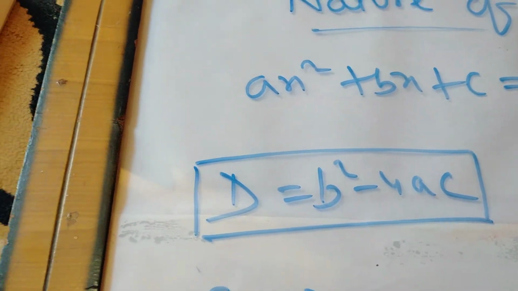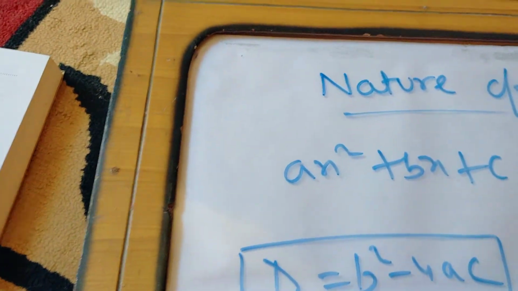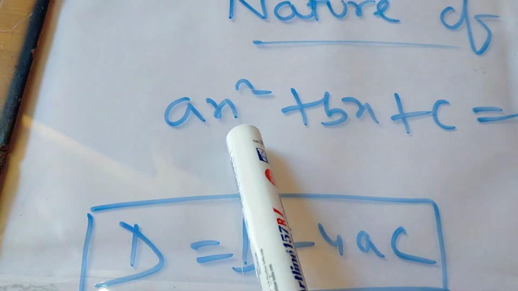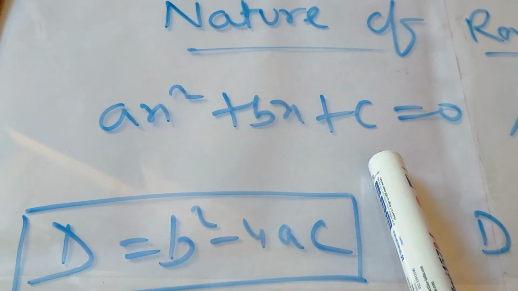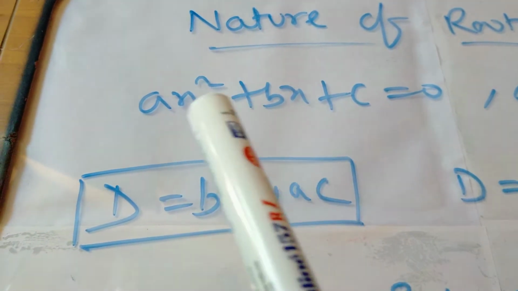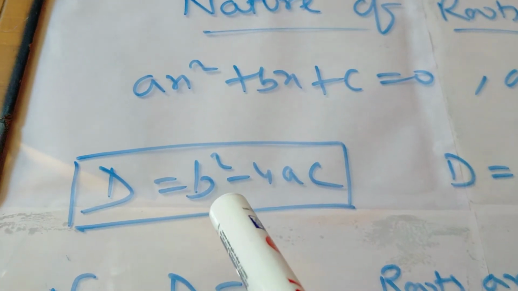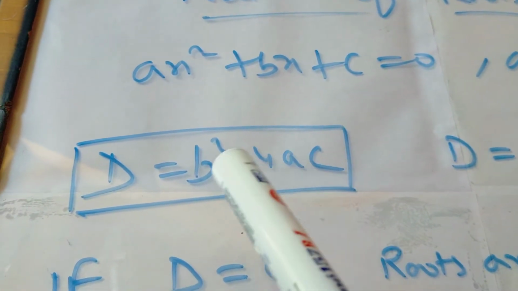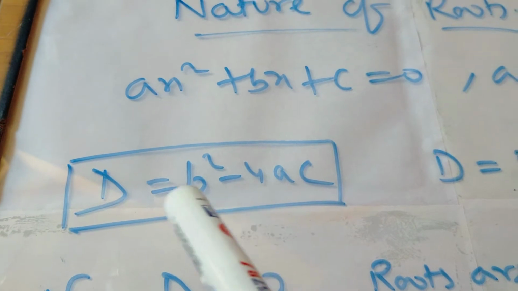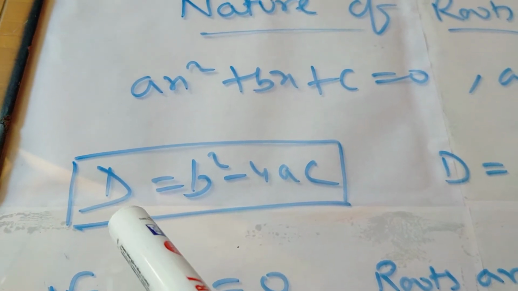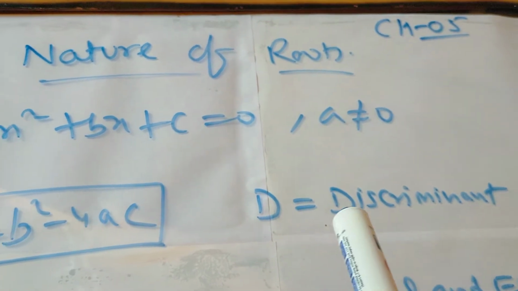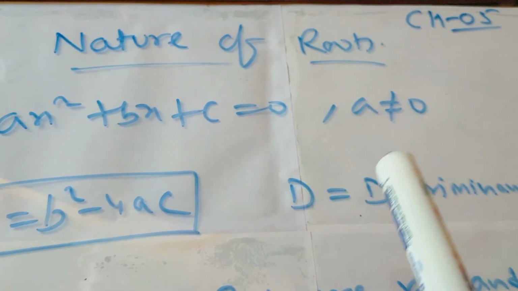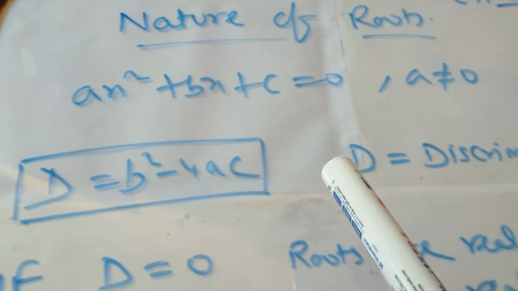What is b? What is a? In this equation, the coefficient of x square is a, the coefficient of x is b, and the constant term is c. Using this a, b, c, if you find b square minus 4ac, only this much without the root sign, that term is called capital D, and this capital D is called the discriminant. You have to remember it, because the discriminant plays a major role here.